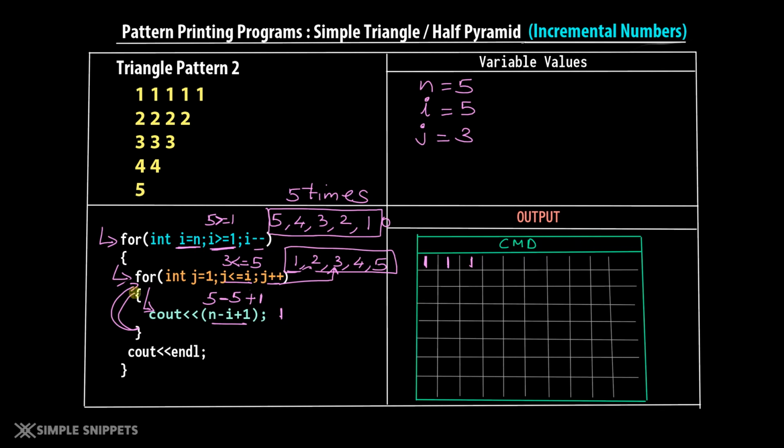After this statement, again you'll come at the start of the for loop, j will become 4. 4 is also less than 5. Let's make j equals to 4. Is 4 less than equal to 5? Yes. So again you'll go inside, again you'll print 1.